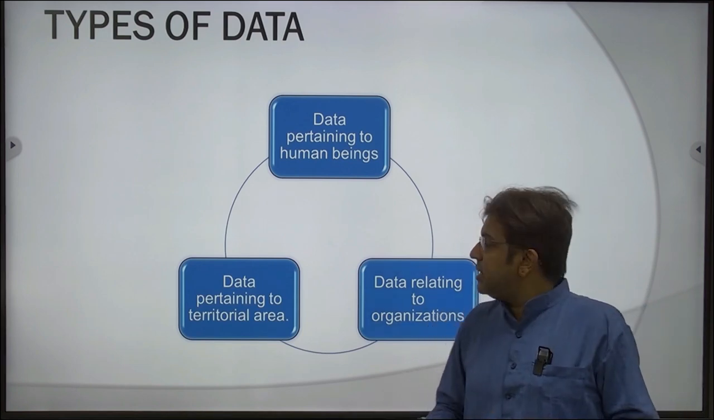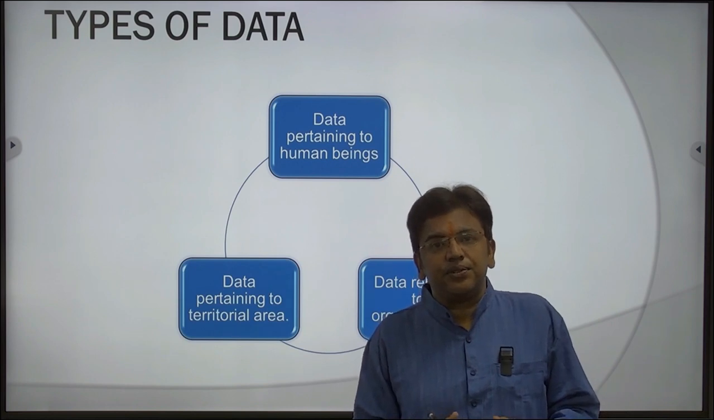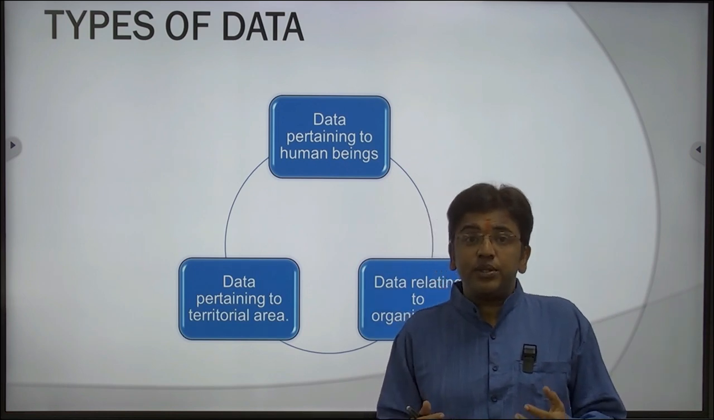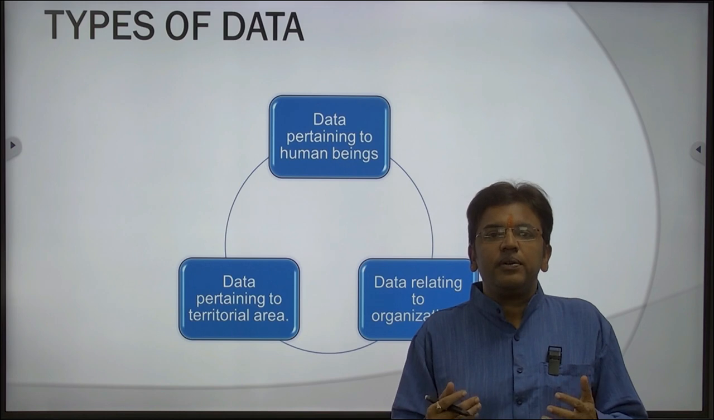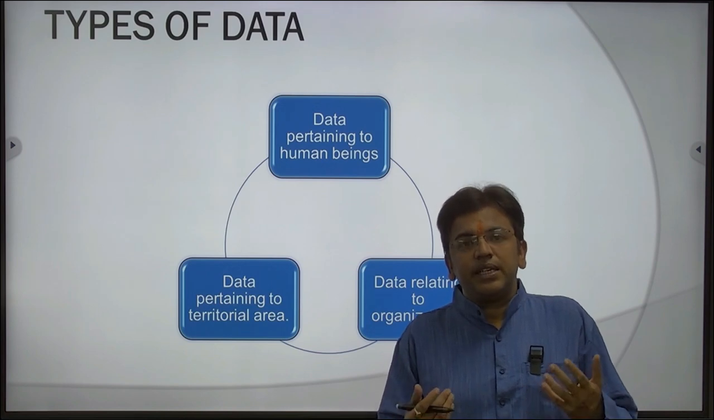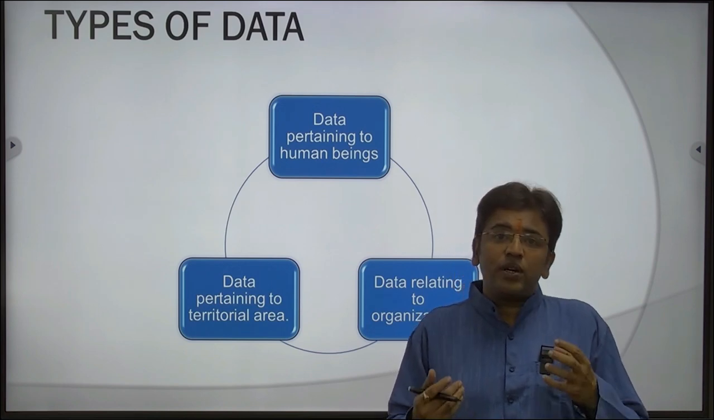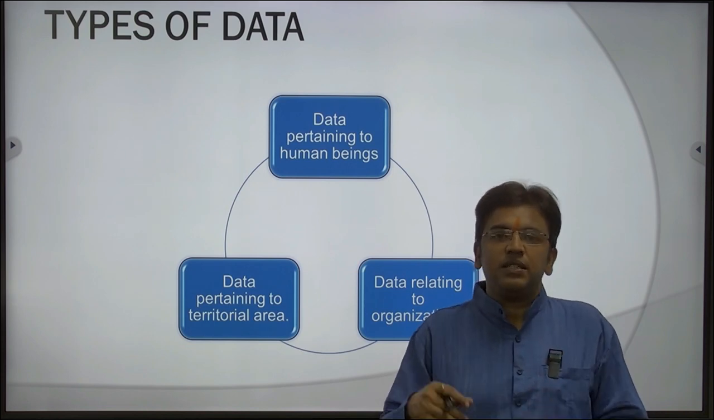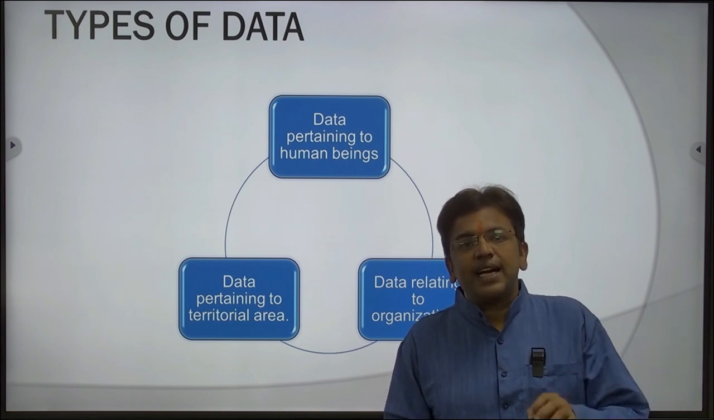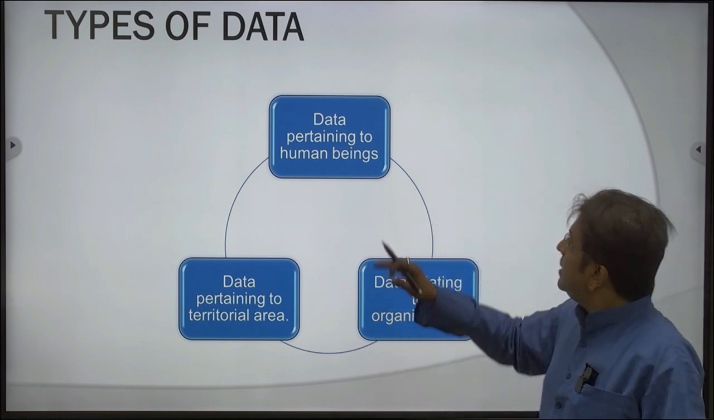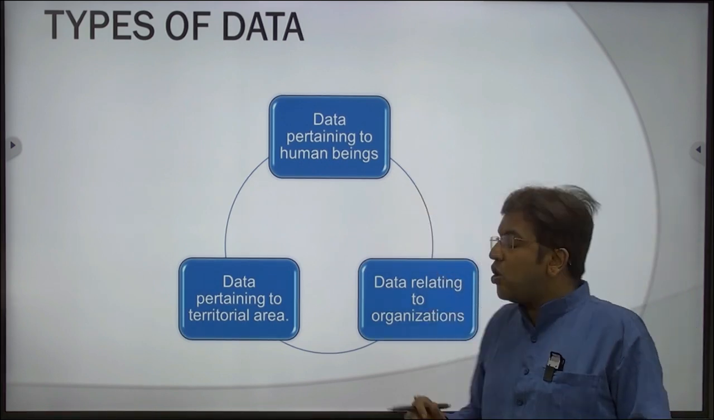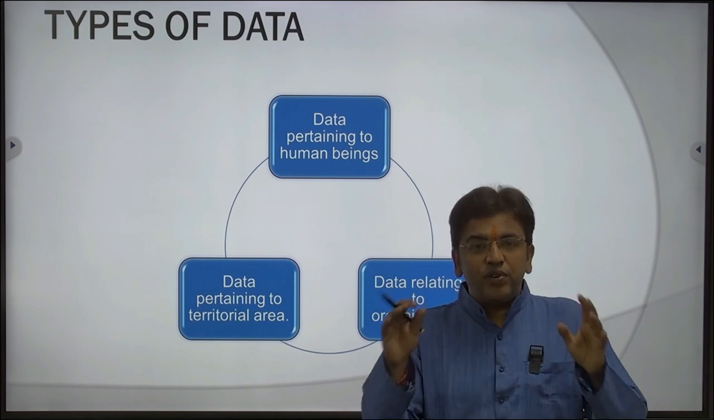Then the third form is data pertaining to territorial areas. Territorial area means the area in which your study is confined. Whether your study is confined to Uttar Pradesh only, then you are going to collect the data from Uttar Pradesh. When your study is confined to the whole of India, you are going to collect the data from India. If you are going to collect the data from Prayagraj, Varanasi, Balia, this type of area, this type of cities, automatically your data is confined to that specific area. So here the data is taken from three things, that is human beings or individuals, organization, and the territorial areas in which they are working.